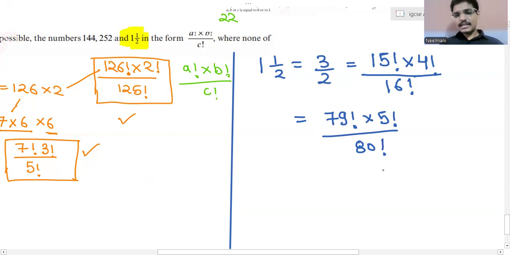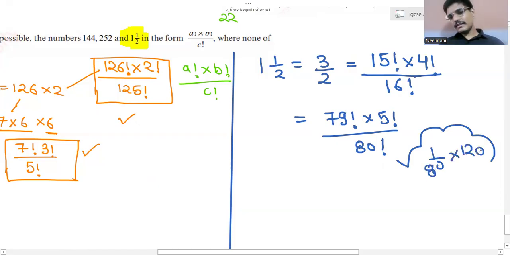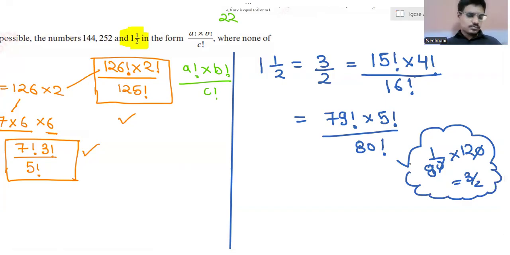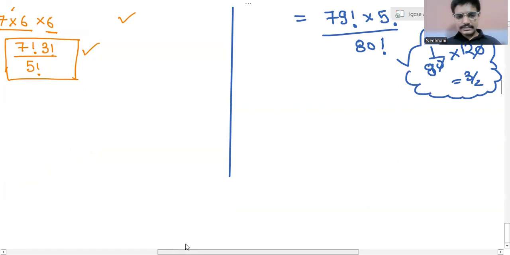So you would get something like 1 by 80 multiplied by 5 factorial, which is 120. So you just cut this and you would get something like 3 by 2. So this is another way of doing this. Of course, there are many other ways in which you can achieve a 3 by 2 combination. So moving on to the next type of question. This was one of the types of questions that was given in the problem set.